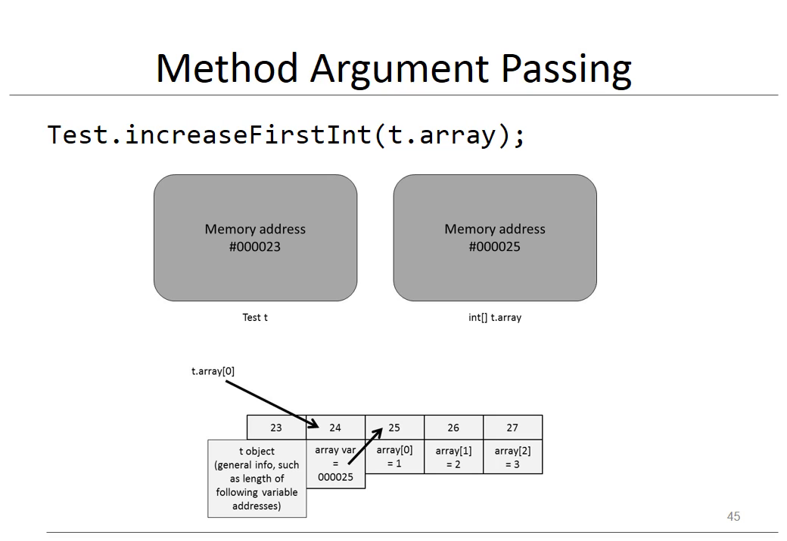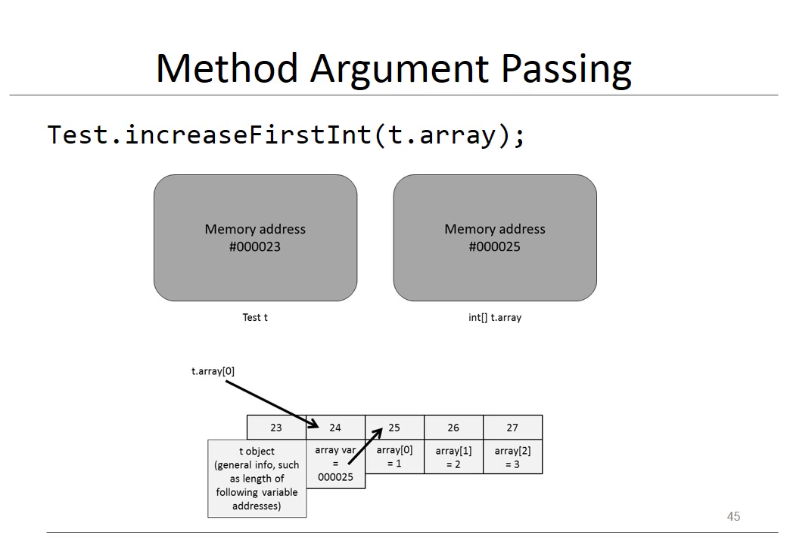When resolving t.array, Java first goes to the memory address for t, which is 23. Then it retrieves the array variable, which is another memory address where the data is stored. So when you write t.array[0], you are traversing two memory addresses to find the actual value 1 stored at memory address 25 as illustrated. The memory address of t.array, or in other words 25, is then passed by value to the method increaseFirstInt. Put differently, the method takes a copy of the address.